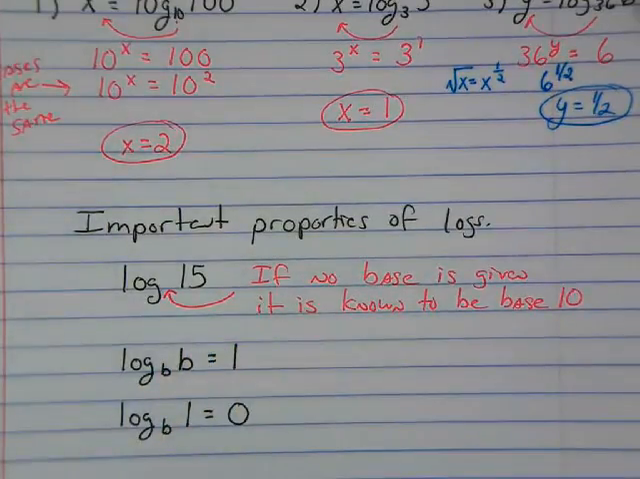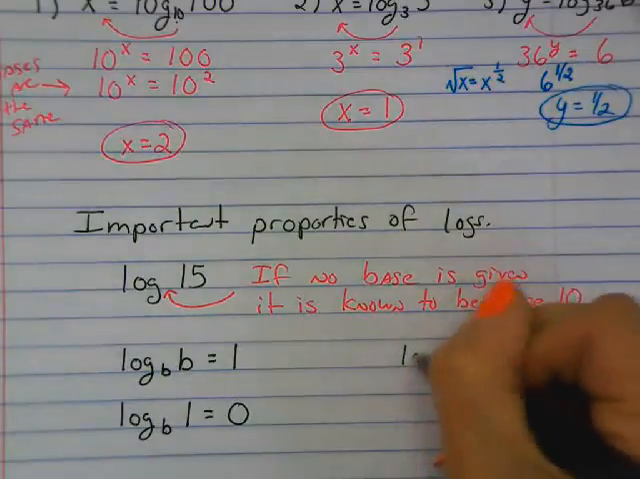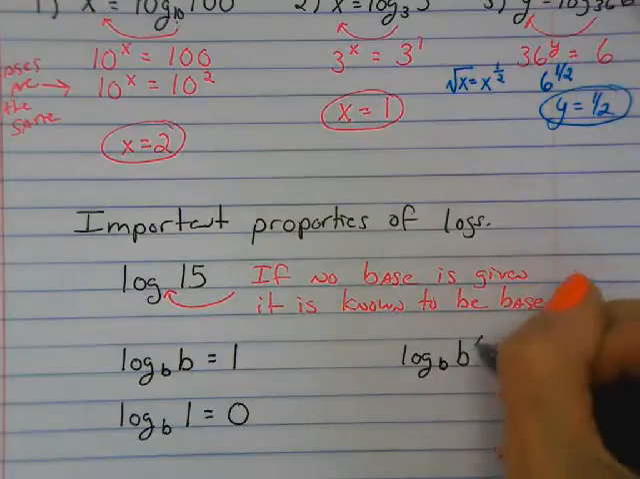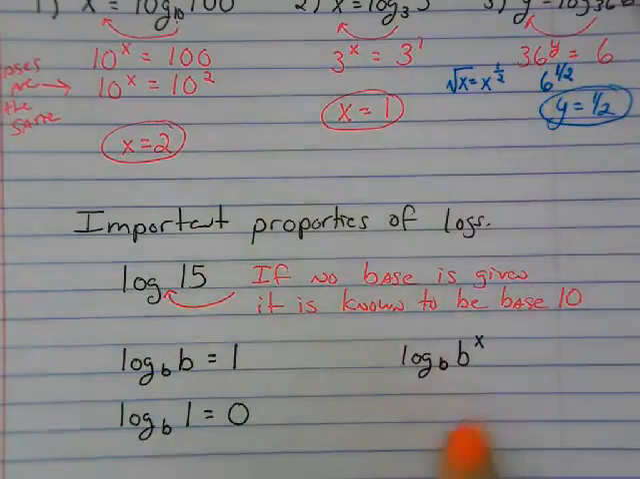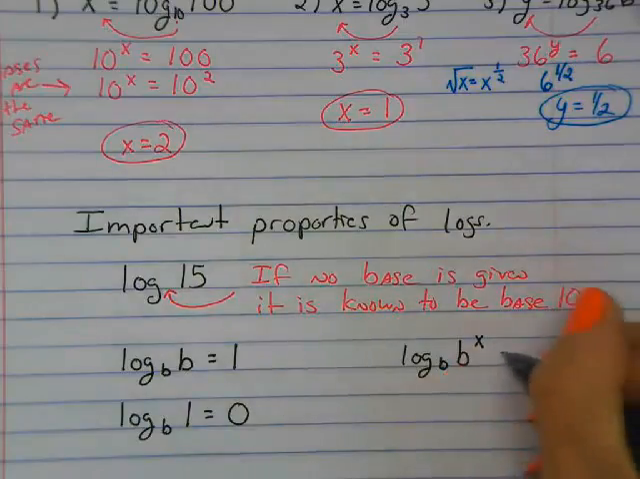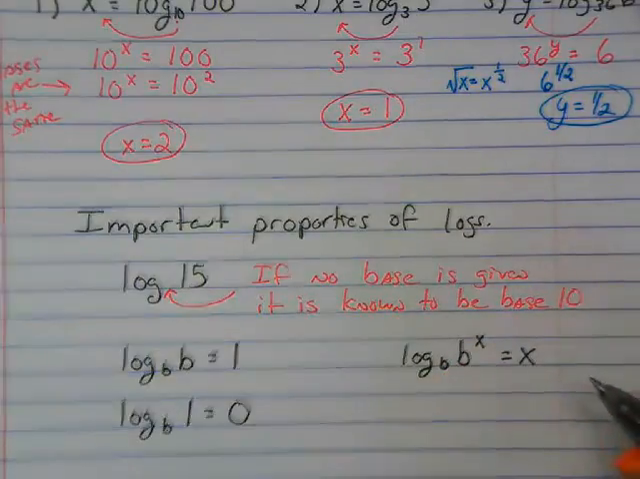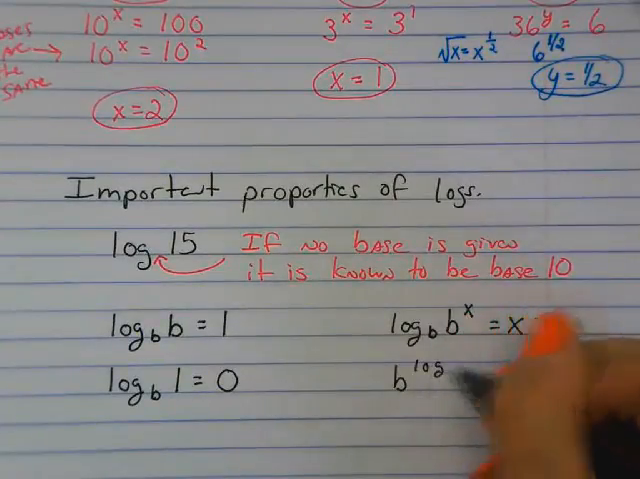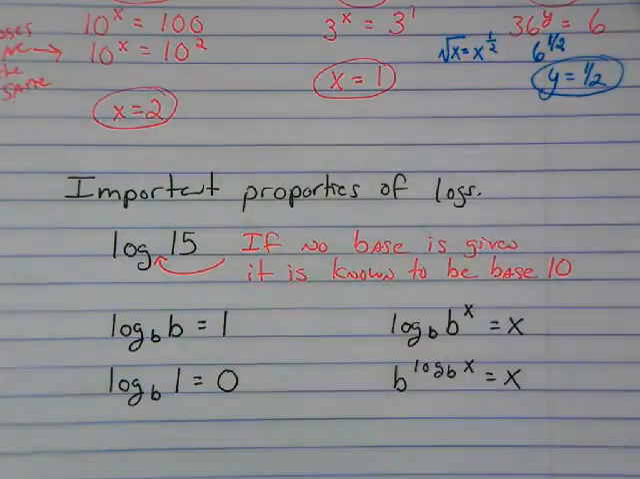And these will all make sense. I'll show you how they're going to work. Log base b of b to the x power is x. And b raised to the log base b of x is also x. Okay, again, looks worse than it really is. So let me show you how it's really going to look so that we don't have any problems.